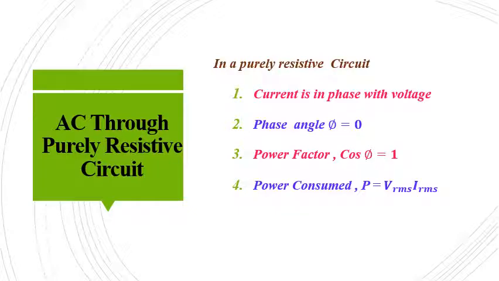And the third point, the power factor, that is cos phi. Phase angle phi is the angle between your voltage and current, and the power factor is calculated as the cosine of the phase angle. So here phi value is 0, cos 0 is 1. Hence power factor is 1. Then the average power consumed P will be equal to Vrms into Irms.